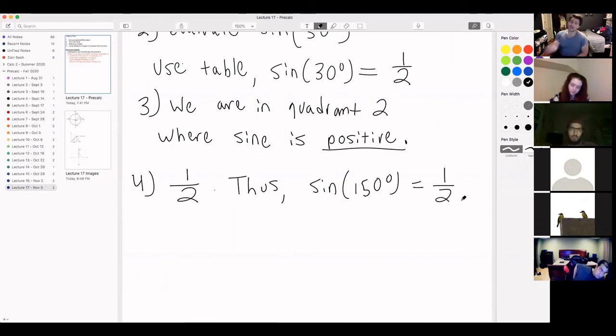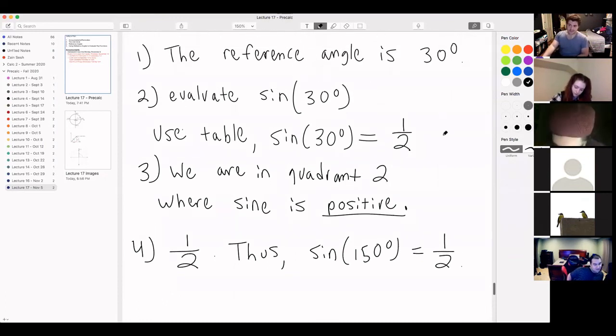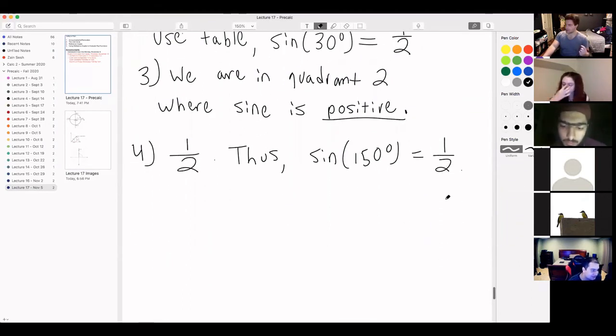So since sine is positive in the second quadrant, you look up to our set of steps. That means we're just going to leave our answer alone from step 2. All right, so we're just keeping this 1/2. That's really all there is to it. That is the process. It's not going to change. This is it. Good. So I have some more examples.